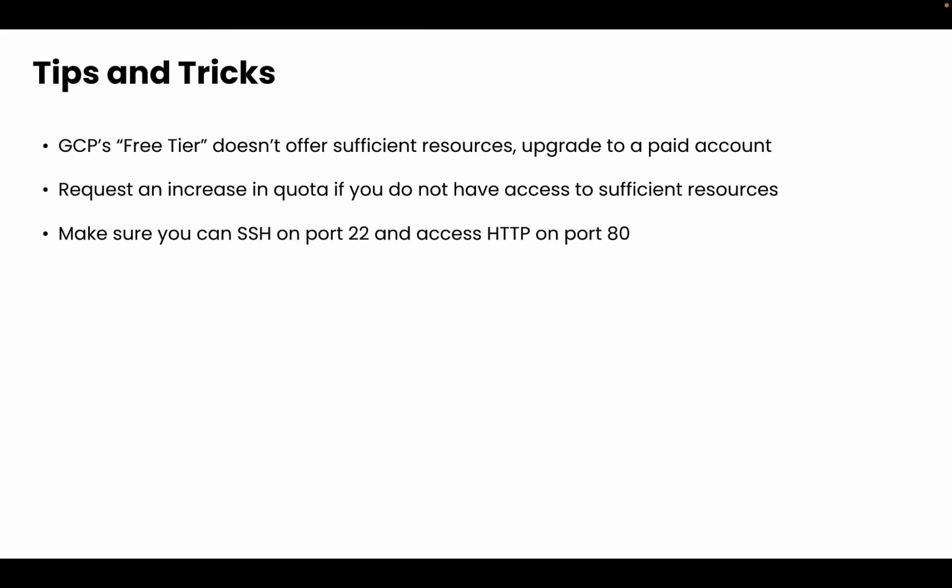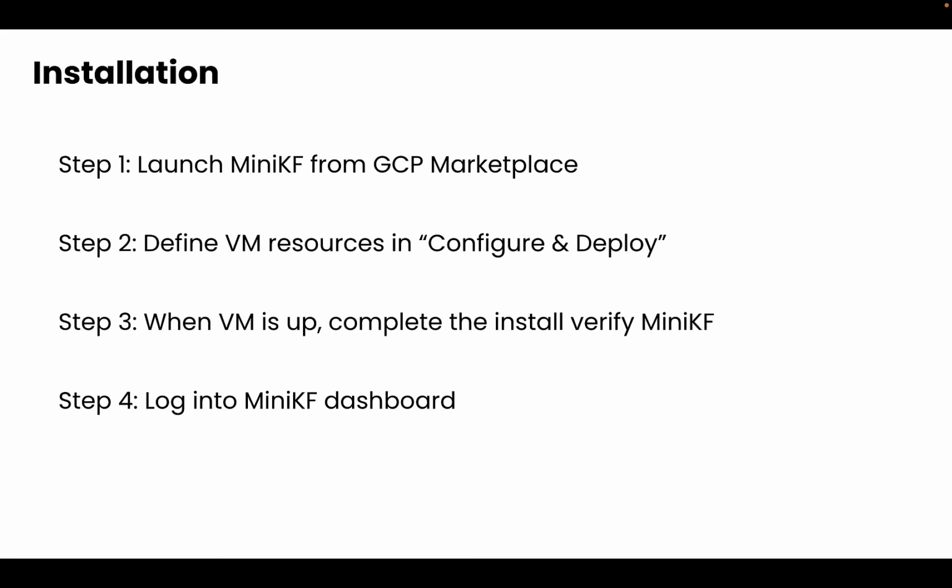Next up, 3 quick tips and tricks. The first one being that if you're currently on GCP's free tier, note that it isn't going to offer sufficient resources to run MiniKF, and you're going to want to upgrade to a paid account. Second, if you see any sort of insufficient resources error, you may need to put in a request for an increase in quota. And then finally, make sure that you're able to SSH on port 22 and access HTTP on port 80.